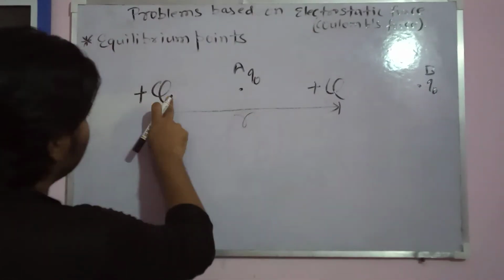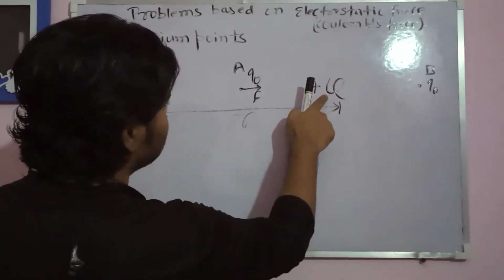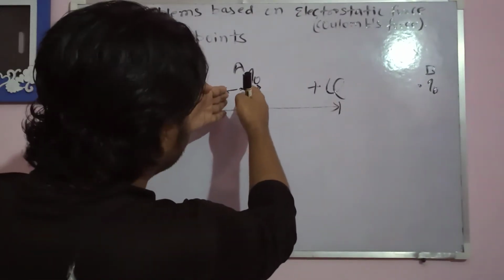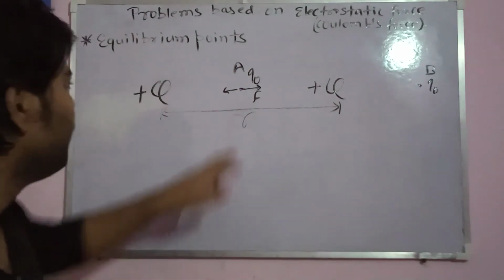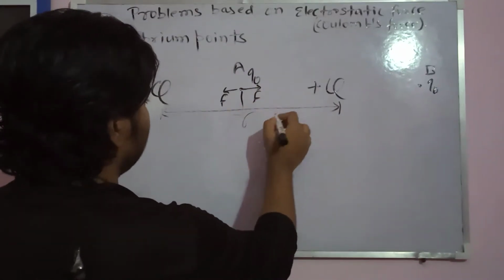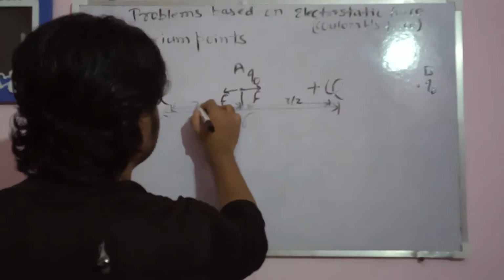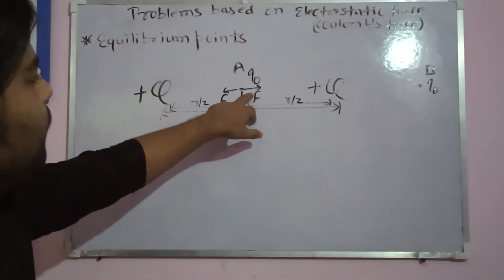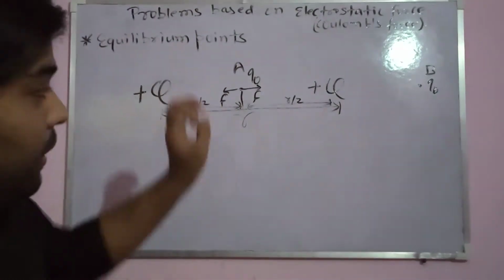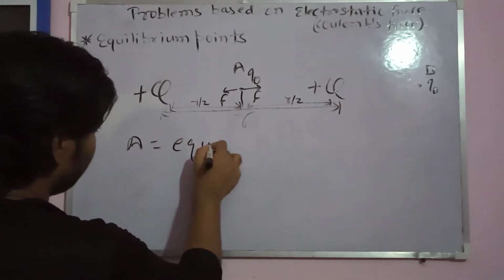See, at this point, the force by this plus Q on Q0 is repulsive, and it is in this direction. And the force by the other Q is in this direction. So these two forces are repulsive. To cancel the resultant force on Q0 here, we need these two forces to be equal, and they are equal only when this point is at the midpoint. Only then will the forces cancel. Understood? So the force experienced by Q0 at point A, the midpoint between plus Q and another plus Q, is zero electrostatic force, or zero Coulomb force. We call it an equilibrium point. So A is an equilibrium point.